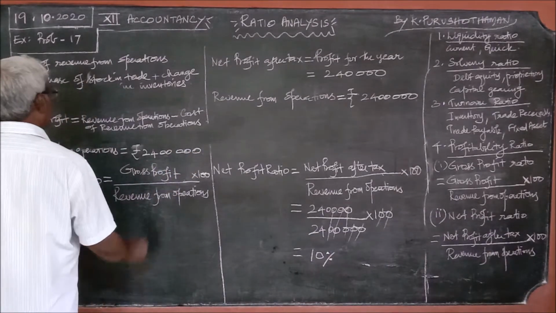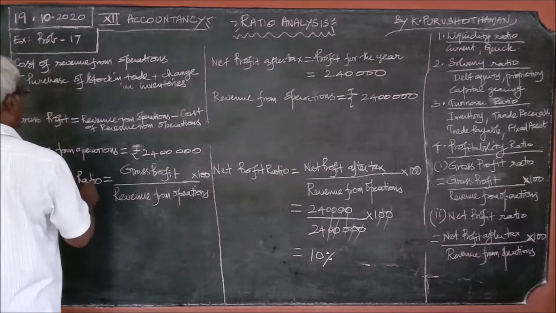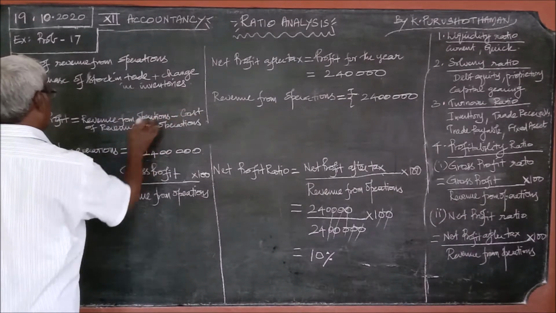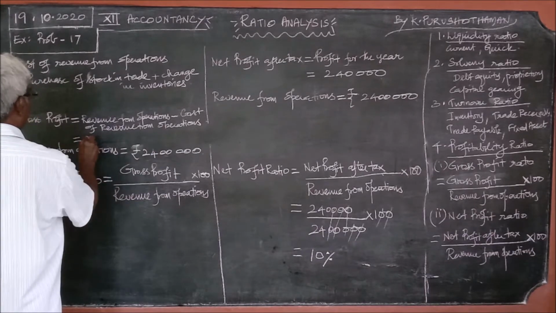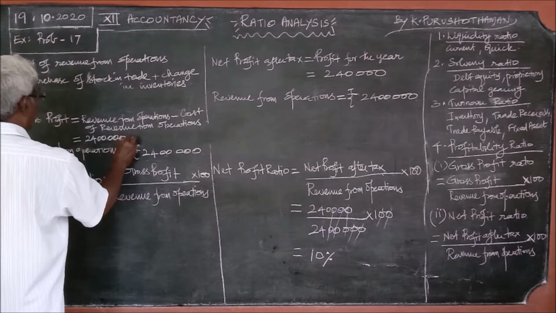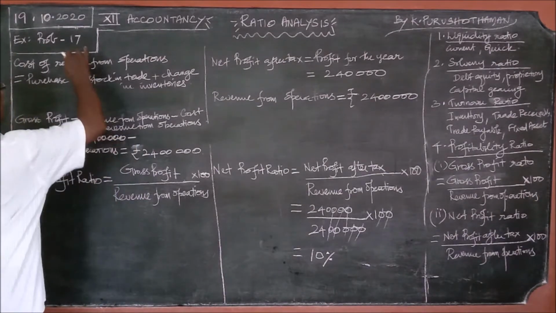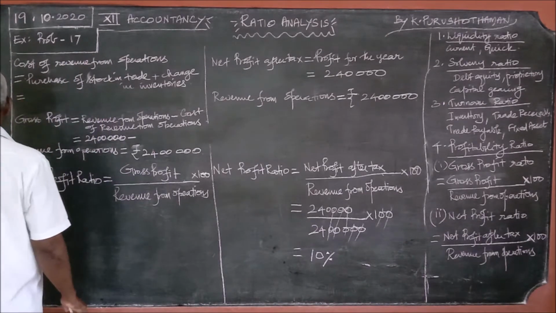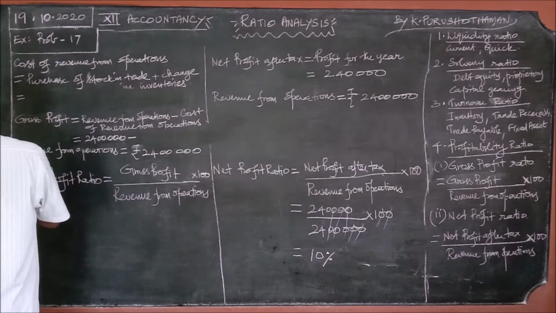Now we should find the gross profit. What is the gross profit? Gross profit is equal to revenue from operations minus cost of revenue from operations. Revenue from operations is 24 lakhs. Now we will have to find the cost of revenue from operations. To find it, the purchase of stock in trade is 18 lakhs 80,000.